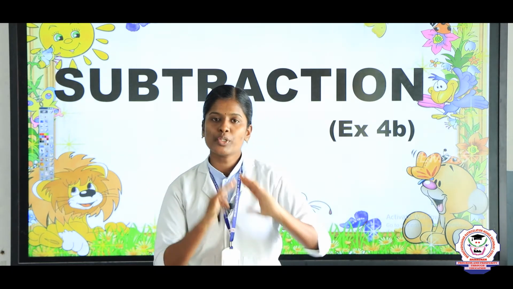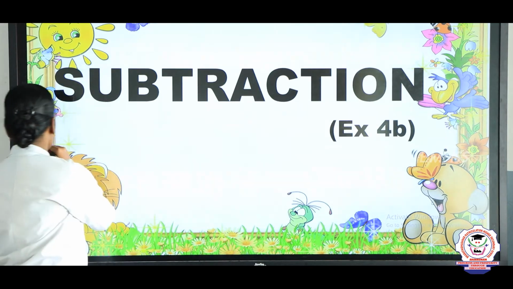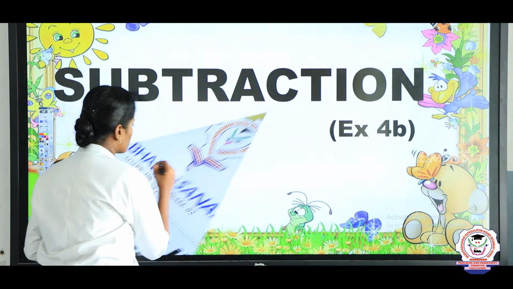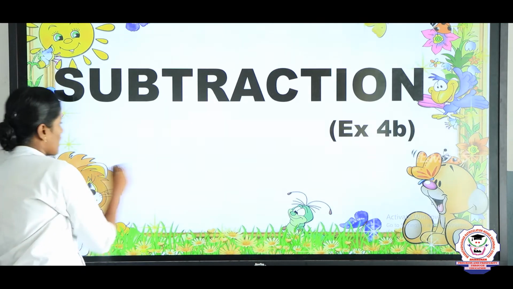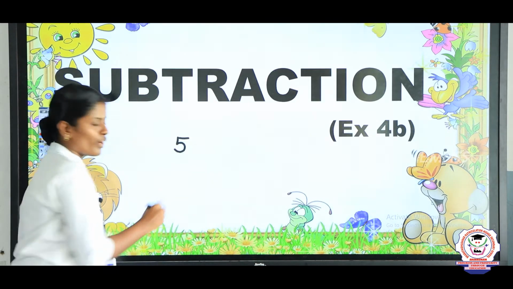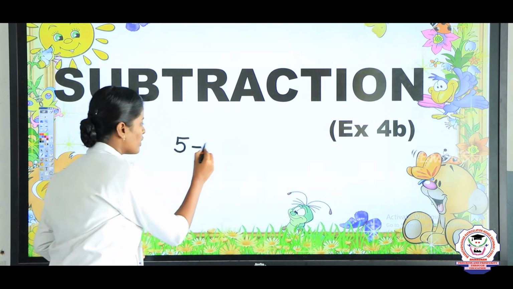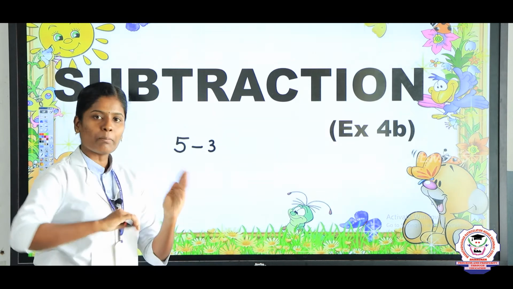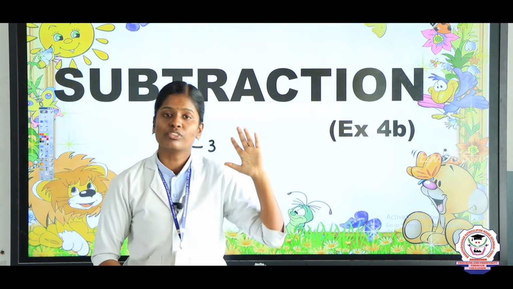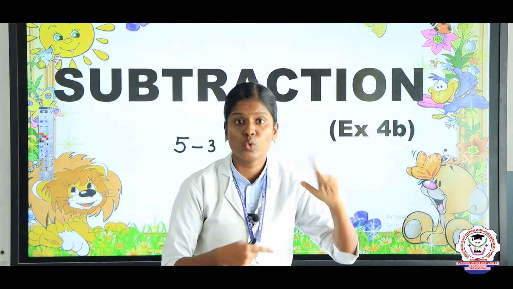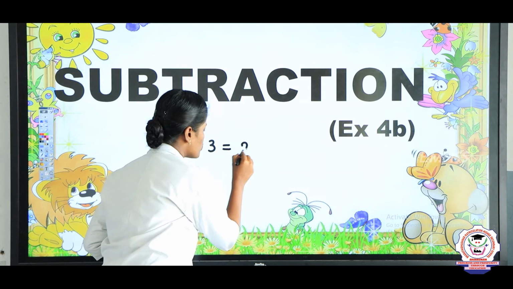For example, you have 5 apples. How many apples? 5 apples. You are going to give 3 apples to your friend. How many apples are left with you? Very good. Take 5 and fold 3 fingers. Remaining, we have 2. So, the answer is 2 apples.